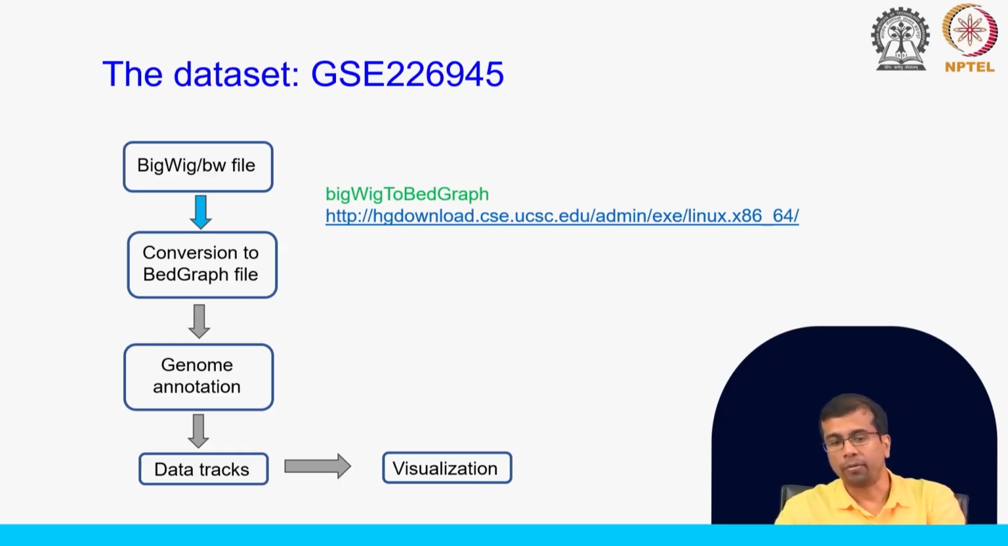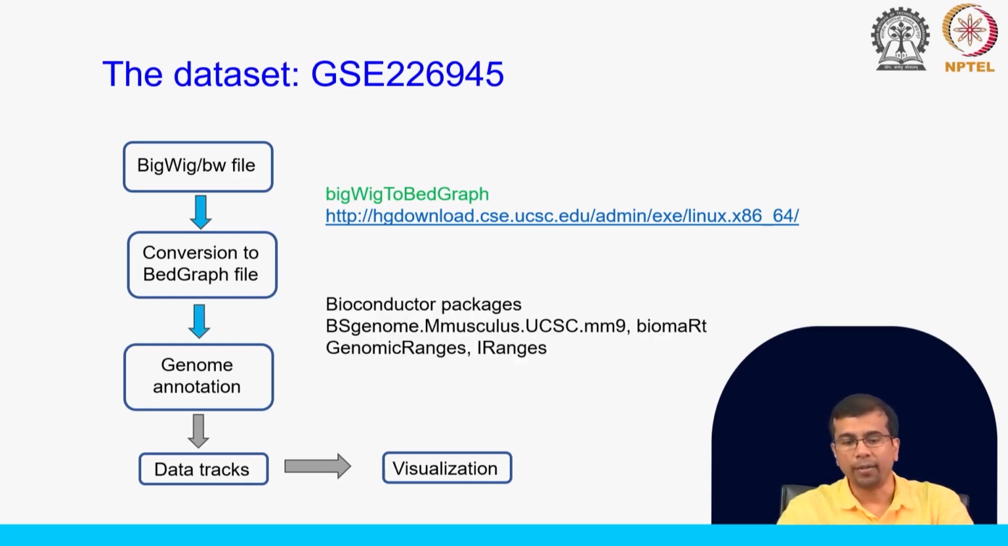Okay, so, how would we proceed? So, we will start with these BW files and then we first convert them to bed graph format using this tool called bigWigToBedGraph, right. Again, this is one of these tools that are already built in here. So, it is a Linux tool, right. In this link you can find this tool, you can download and use this tool to convert bigWig files to bed graph files. And then we also need the genome annotation, right.